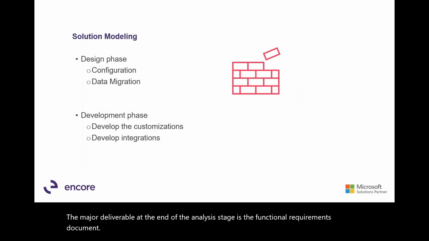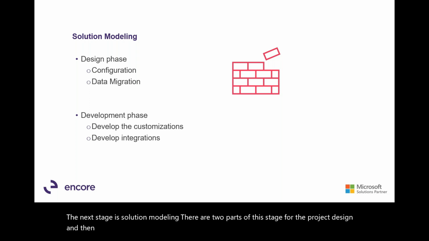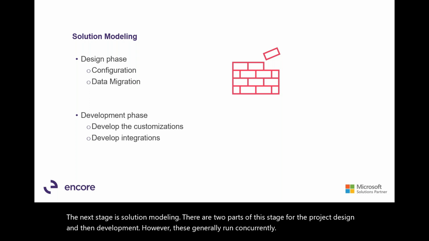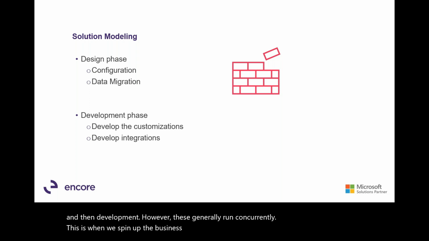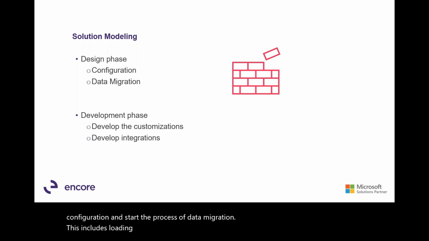The next stage is solution modeling. There are 2 parts of this stage for the project, design and then development. However, these generally run concurrently. This is when we spin up the Business Central environment and start to execute on configuration and start the process of data migration. This includes loading things like your chart of accounts, customers, vendors, items, GL net changes for some sample months.